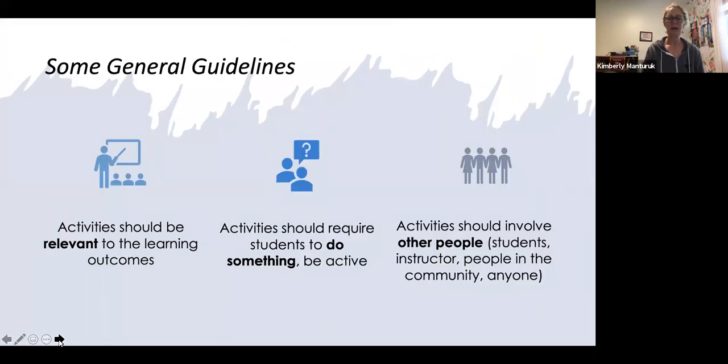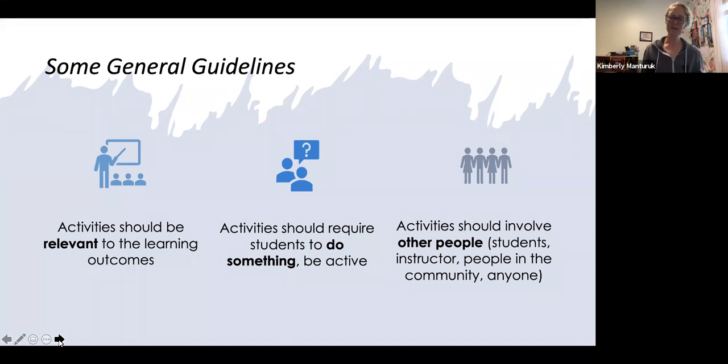Some general guidelines we know from research about the types of activities that students find to be engaging. First, activities need to be related to those learning outcomes that I just talked to you about. Students get disengaged really quickly when you ask them to do something that they don't clearly understand how it's tied to what the point of the class is. So things like busy work or things that feel like they're just filling time, students pick up on that. So make sure that you have those learning outcomes in front of you as you're designing the activities so that you can be sure that the two are related to each other.